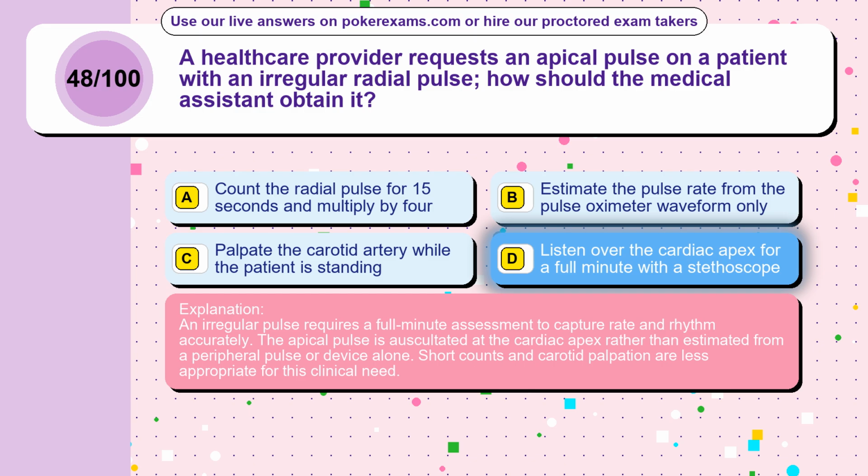An irregular pulse requires a full minute assessment to capture rate and rhythm accurately. The apical pulse is auscultated at the cardiac apex rather than estimated from a peripheral pulse or device alone. Short counts and carotid palpation are less appropriate for this clinical need.